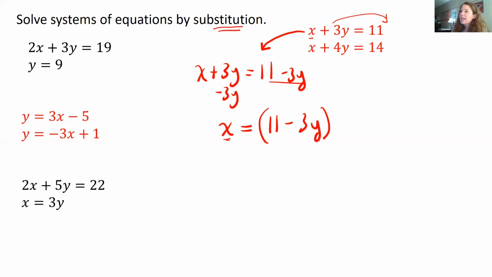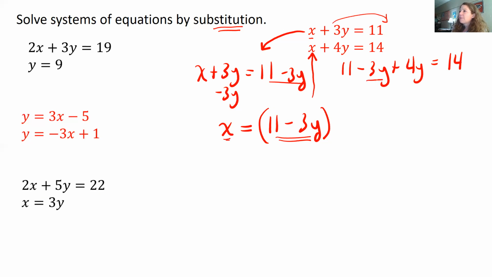So I'm going to take this quantity and substitute it in for x in my second equation. If I use the first equation to solve for x, I have to plug it into the other equation. So I'm going to use the second equation. I'm substituting 11 minus 3y for x, plus 4y equals 14.